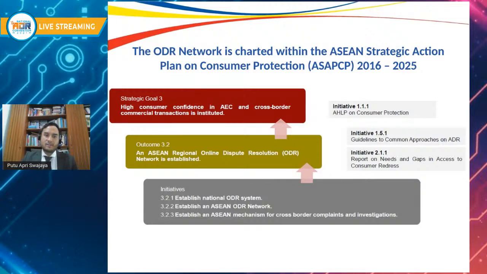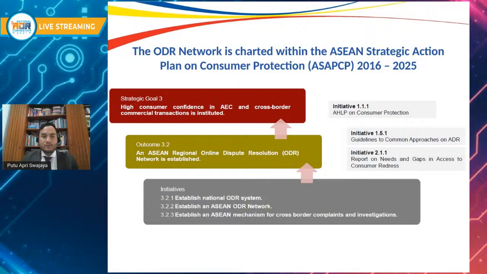These initiatives are supplemented by a now completed Initiative 1.6.1 to develop the guidelines to common approaches on ADR for consumer protection and the feasibility study on the ASEAN ODR network. Having received confirmation that an ODR ASEAN network can be developed with multiple models, we are now developing ASEAN ODR guidelines to help AMS to develop their respective ODR. Concurrently, we are also undertaking, as Initiative 2.1.1, a study of the needs and gaps in AMS on the access of consumer redress or alternative dispute resolution. We also completed a pilot or trial run of the ASEAN Regional Complaint System as identified earlier in the BSBR.